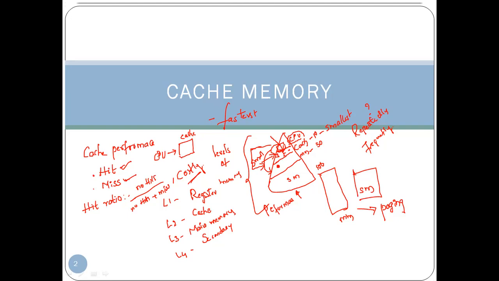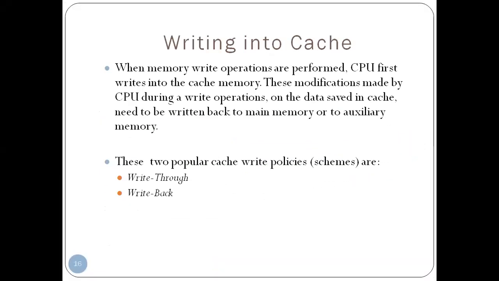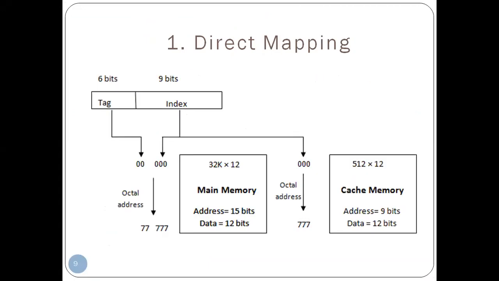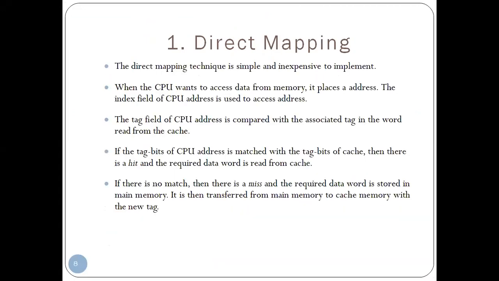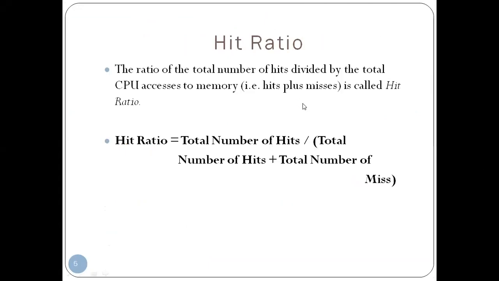And the next important concept that we are looking for is cache mapping. There are three cache mapping techniques. So what are the three mapping techniques? Direct mapping, associative mapping, and set associative mapping. So these are the three different techniques we are going to have.